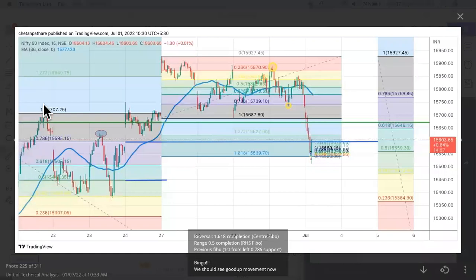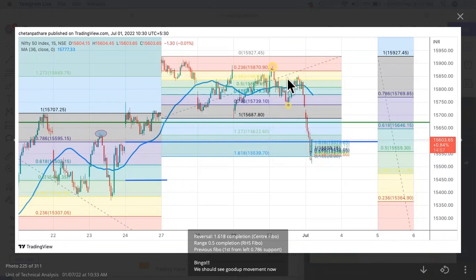So we had a low, we had a high, we had a reversal, we had a target completion somewhere around 1.272. And from there, we again got a reversal cycle going to 1.618. It completed 1.618. And on the bigger Fibonacci, this completed 0.5. So what has been written is reversal, 1.618 completion, center Fibo. This is the center Fibo which comes in, and the target has been completed for a reversal.